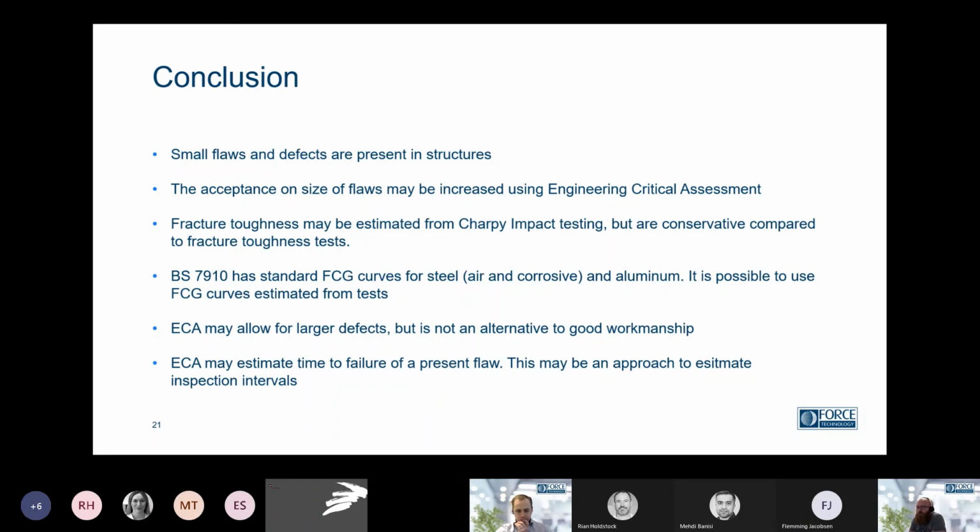As I said earlier, ECA may allow for larger defects, but it's not an alternative to good workmanship. ECA may also estimate time to failure of a present flaw. This may be an approach to estimate inspection intervals as well.